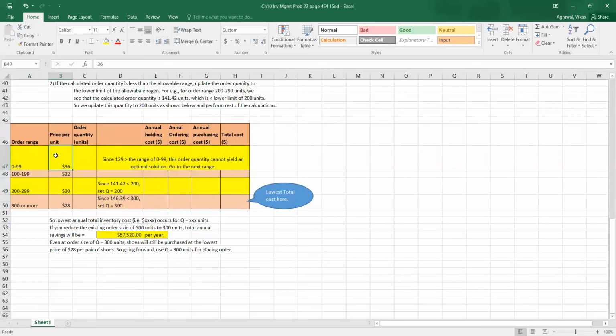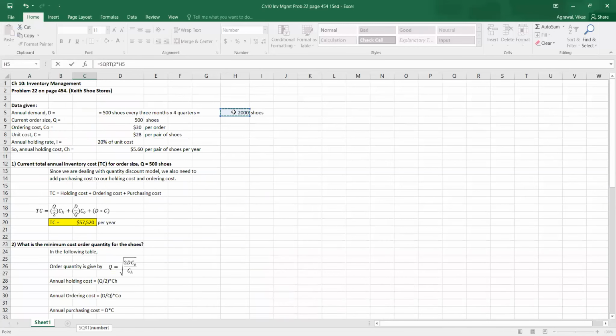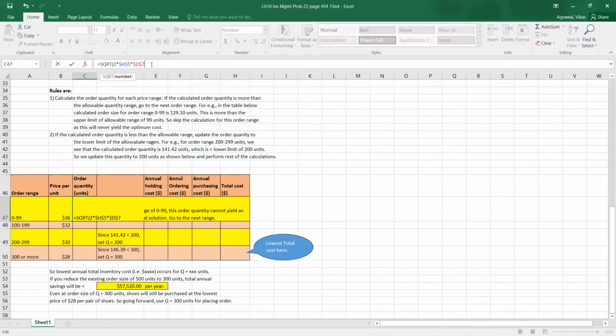So first things first, for every order range, we have given the price per unit, and we need to find the order quantity. The order quantity formula is Q equals square root of 2DC over CH. So that should be the square root of 2 times D, which is 2000, times ordering cost, which is 30. I'm gonna fix this, because they're not gonna change, and divide by my unit cost, which is this much.